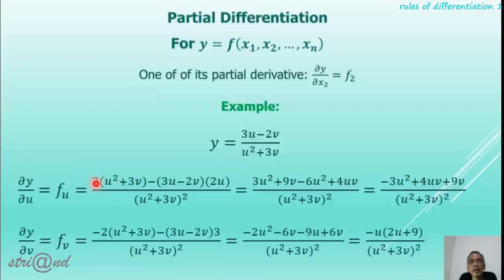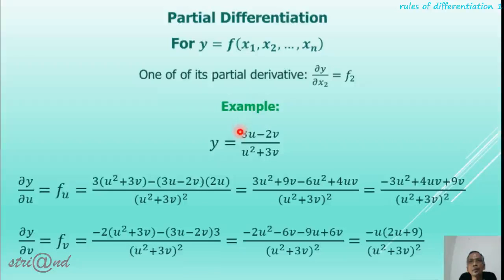The 3 here is the derivative of the numerator. The numerator is 3u minus 2v. The derivative with respect to u is 3. We have 2v here, and in this element of the function we cannot see any u, so we can consider it a constant, and the derivative of a constant is 0. So the derivative only comes from the 3u.